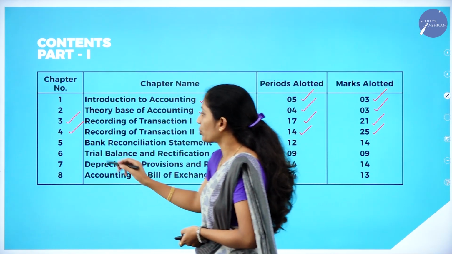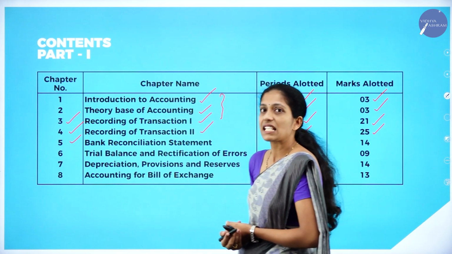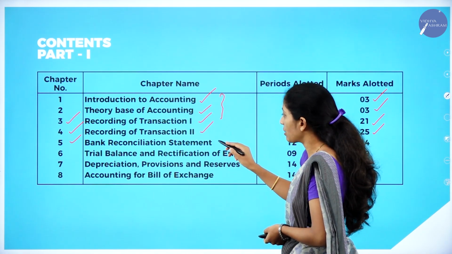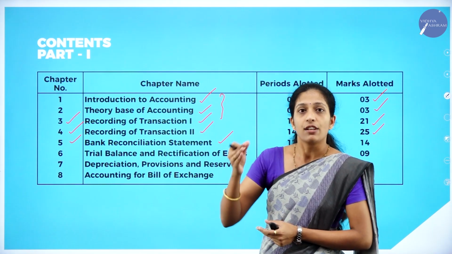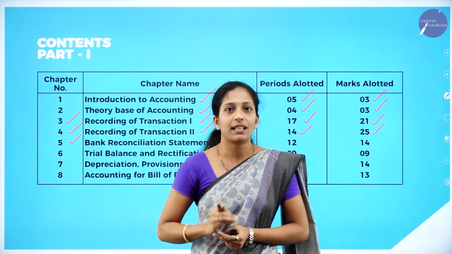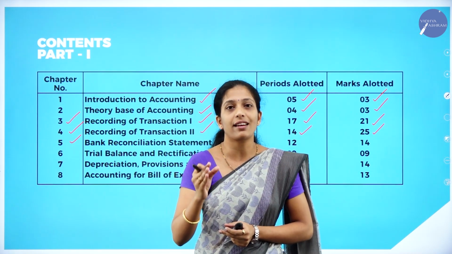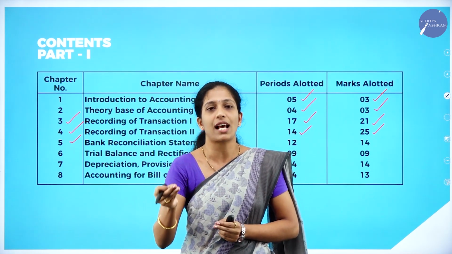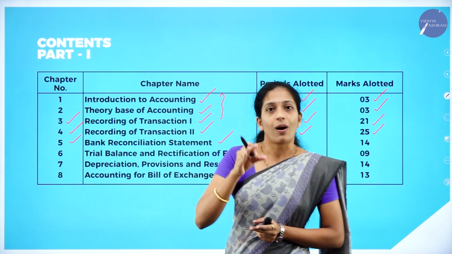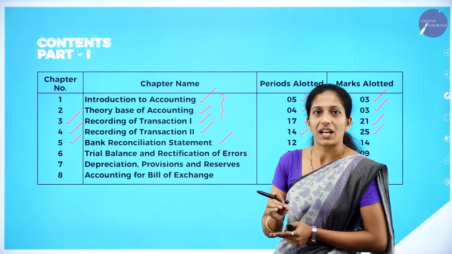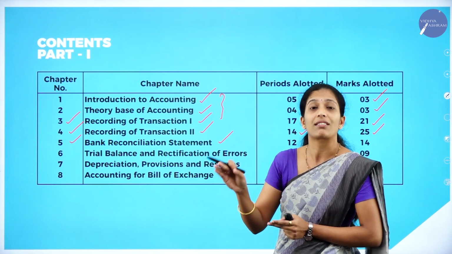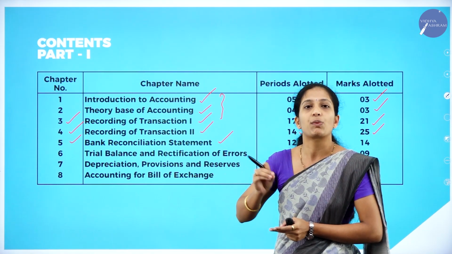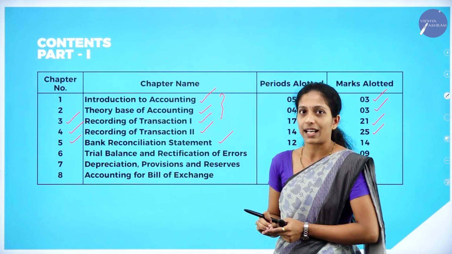Next, coming to the 5th one. So the 5th chapter is bank reconciliation statement. Of course, when the business starts expanding, they will put their amount in the bank, right? So there is a relationship between the organization as well as the bank, where the organization will maintain a separate book. In the same way, the bank also will maintain a separate book relating to the transactions which take place between the bank as well as the organization.